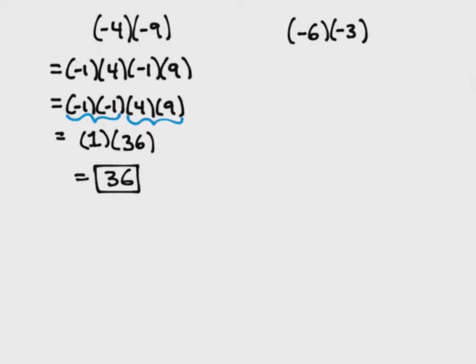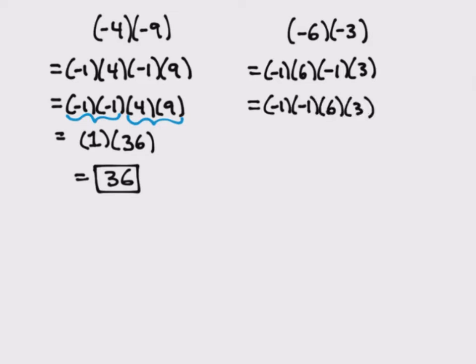Similarly, for our second example, I would write this out as, or at least think of this as, -1 times 6 times -1 times 3. Again, we can multiply these in whatever order we'd like. Let's go ahead and put all of our -1s in the front and all of our not -1s towards the end. Of course, -1 times -1 is 1. 6 times 3 is 18. 1 times 18 is 18, and we've got our product. And in general, whenever we multiply two numbers together, both of which are negative, the product is always going to be positive.